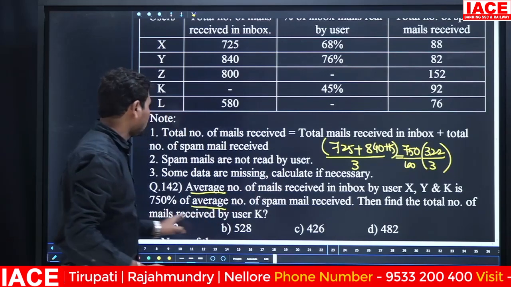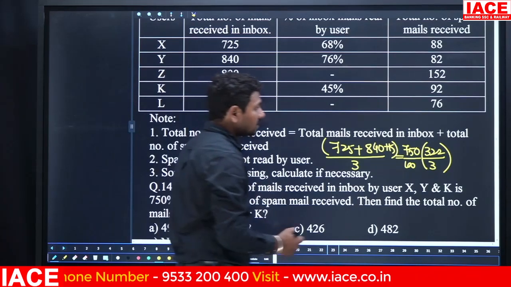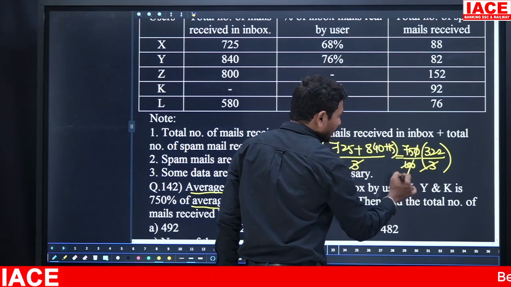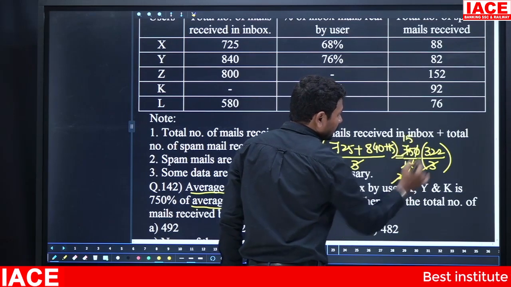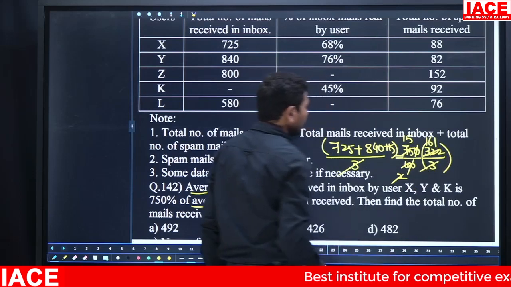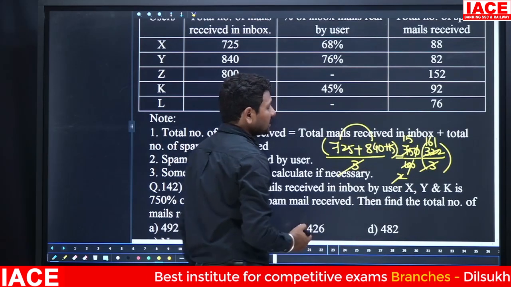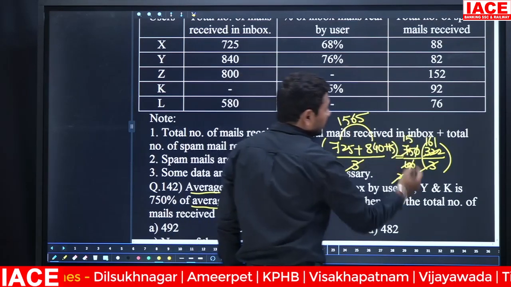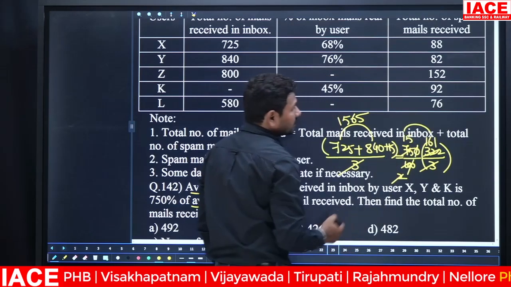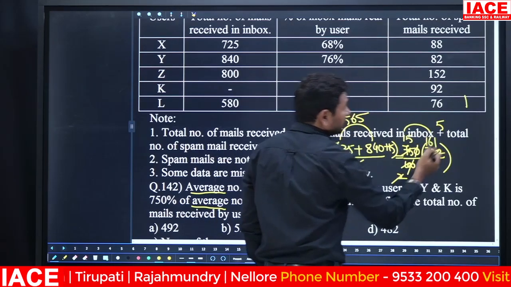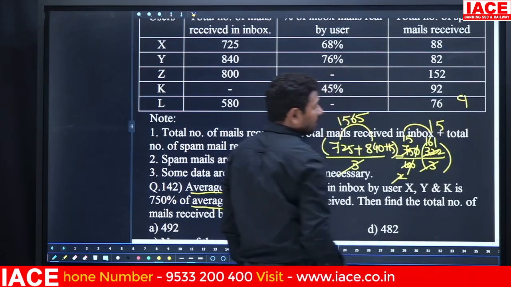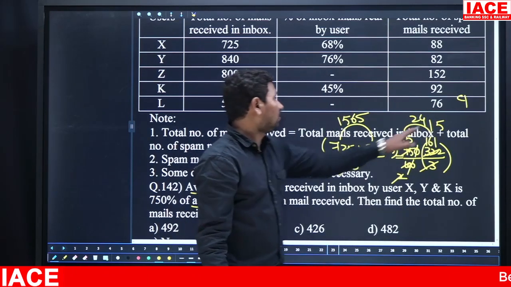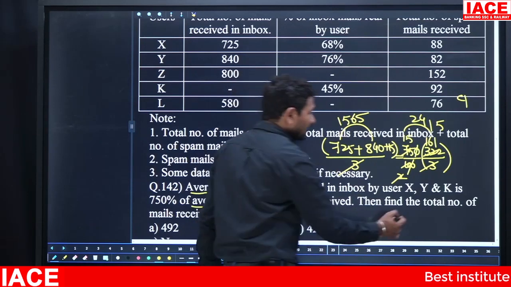Then find the total number of mails received by user K. Cancel the values here. First of all, the 3 will cancel, and the 0 will cancel. Then 15 will multiply 720 plus 840, which is equal to 1560. This will be removed from 15 times 161. 15 times 161: 15 ones are 15, 15 sixes are 90, 90 plus 1 is 91, and 15 ones are 15, giving 2415. From 2415, we remove it to get the K value.